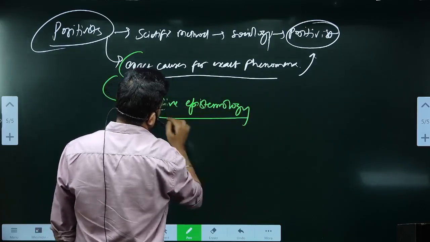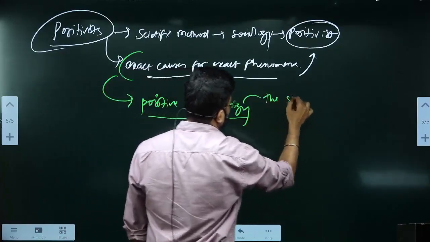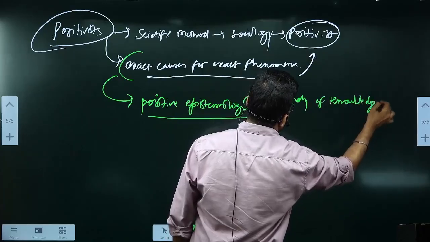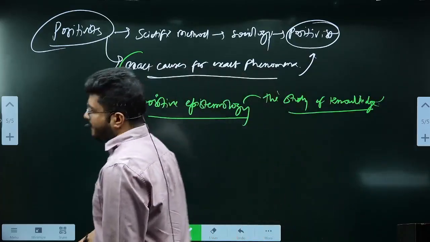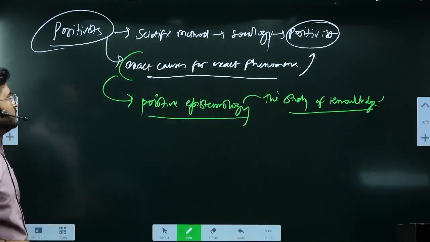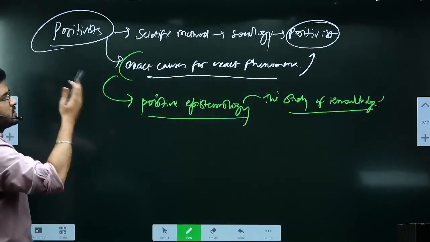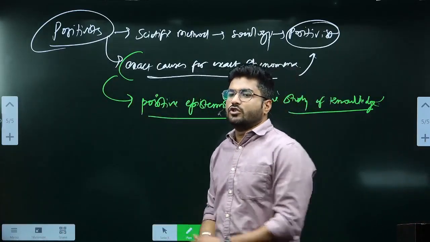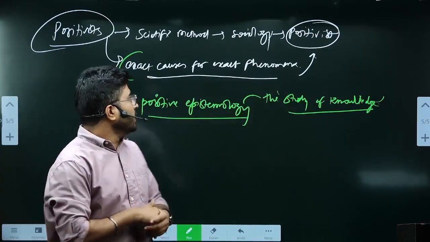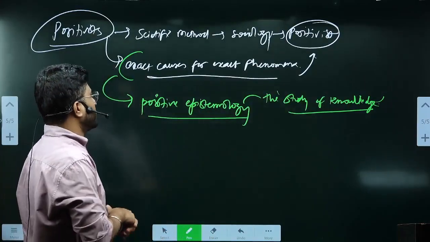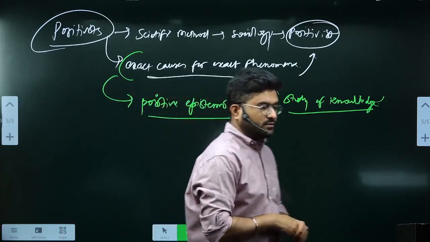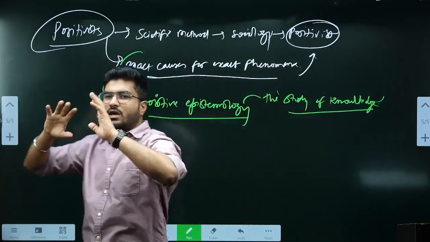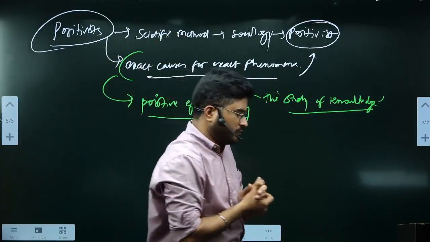What is epistemology? The study of knowledge. So positivists are nothing but looking for or utilizing the scientific method, the scientific approach, for sociology. They are looking for exact causes for exact phenomena. So why is this known as the positivist school of thought? A little bit of background for 1 or 1.5 minutes.